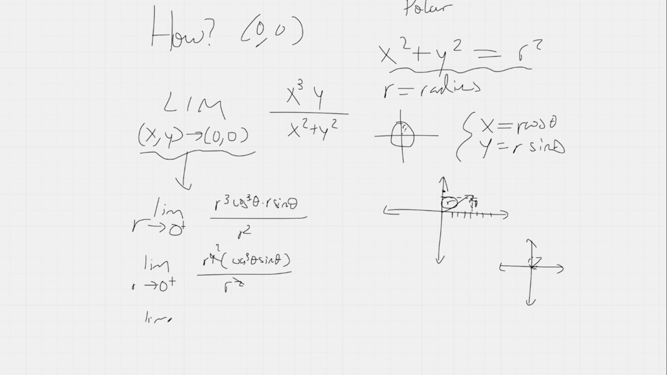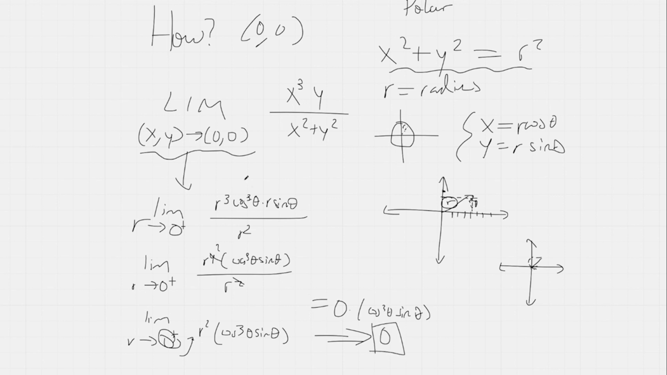So you get the limit of r approaching 0 from the positive side of r squared times cosine cubed theta sine theta. If we apply this limit, where we directly substitute r with 0, we get 0 times cosine cubed theta sine theta. Therefore, this implies that this limit is 0. So what this means is, given xy, the height, or like the z value, which is like the third coordinate, goes to 0 as we approach the origin. So that's how you solve this limit.